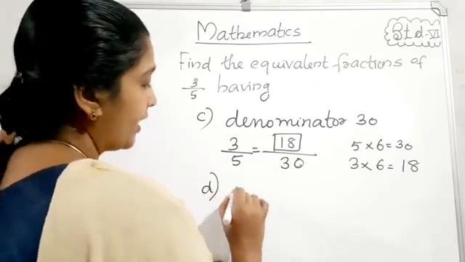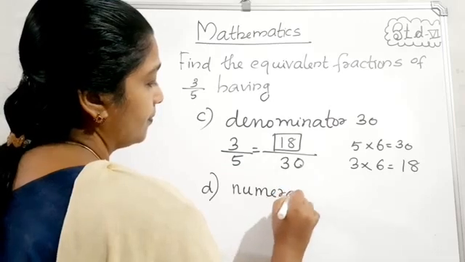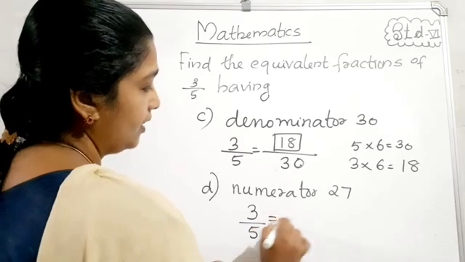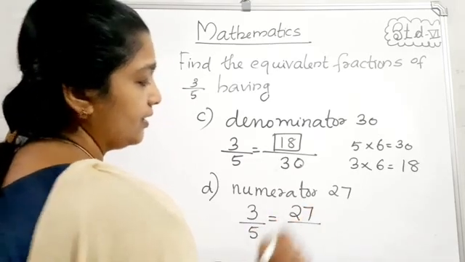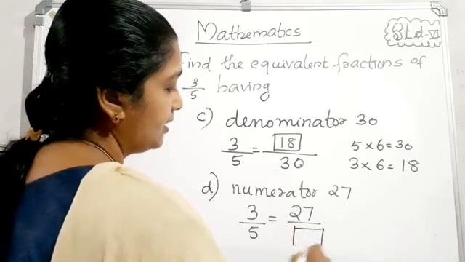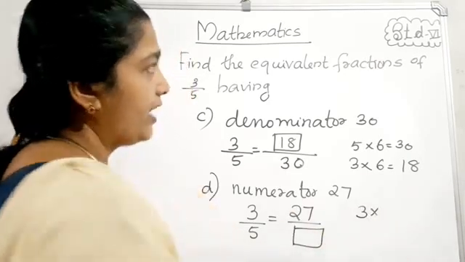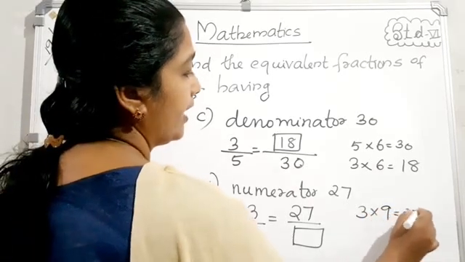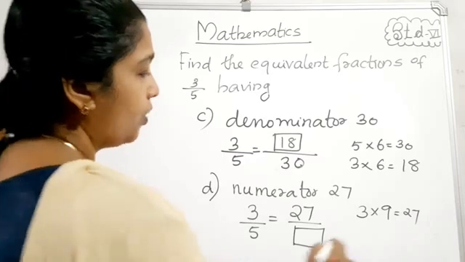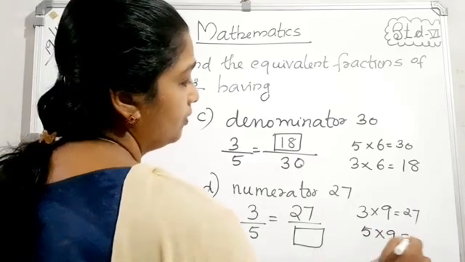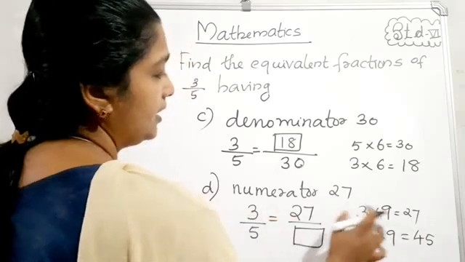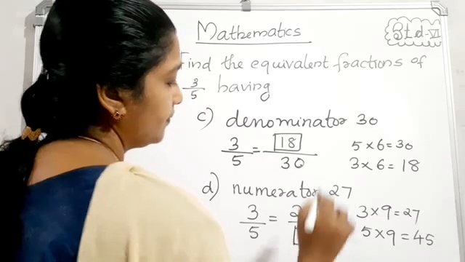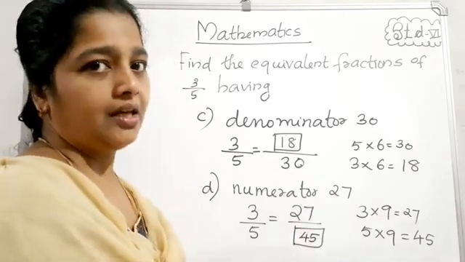One more question: numerator 27. 3 by 5 equal numerator 27. We want to put 27 here, then find the denominator. So 3 into dash equal 27. 3 into 9 equal 27. 3 9s are 27. Clear? So 5 into 9 equal 45. This is very important. You must study. Understand? Yes.